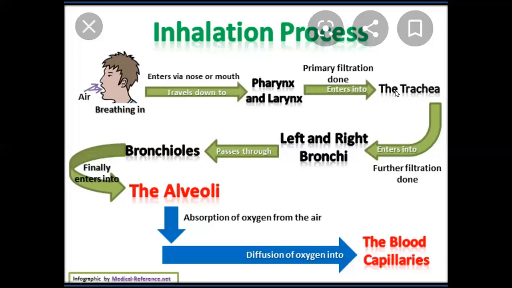In the trachea, again, as we discussed, the air is filtered, so further filtration takes place in the trachea. From the trachea, the air enters the left and right bronchi, because the trachea divides into two branches, and those branches are called bronchi. From the bronchi, the air then passes to the small tubes called bronchioles. From the bronchioles, it finally enters the alveoli.